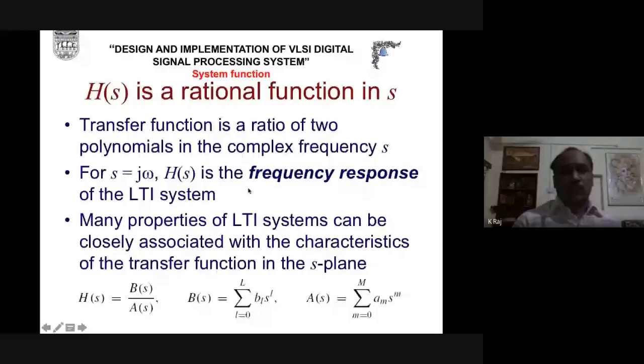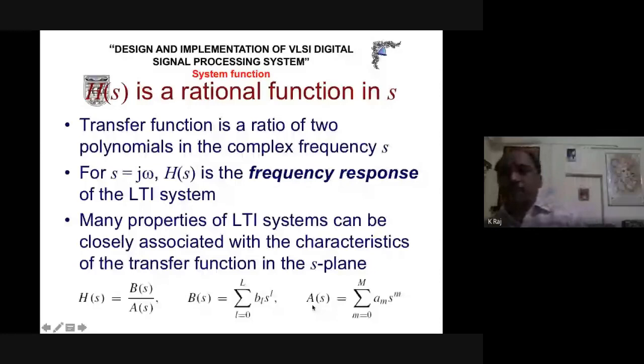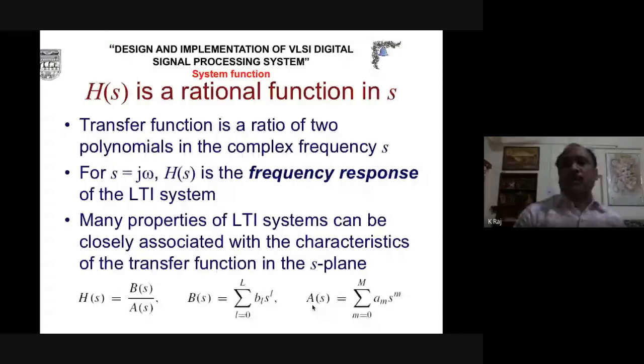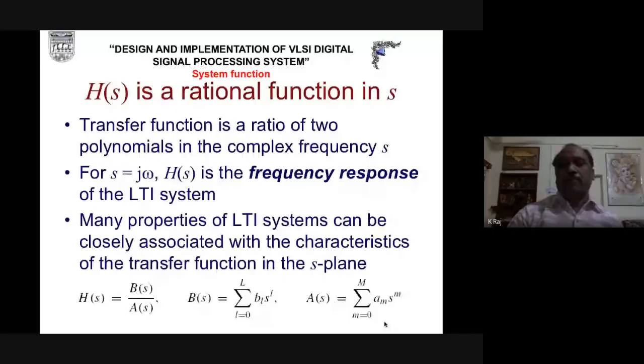transform. As we have discussed, H(s) is a ratio of the two polynomials, B(s) by A(s), and B(s) is the numerator, A(s) is the denominator. B(s) is a function of s, with l equal to 0 to capital L, and the coefficients related to this one are the b_l multiplied by s to the power l. Similarly, A(s) is also a polynomial here, and it has a range from 0 to capital M, and the coefficients associated with this are the a_m, that is a_m multiplied by s to the power m. So it has been represented as m equal to 0 to M, the summation, having the a_m multiplied by s to the power m.